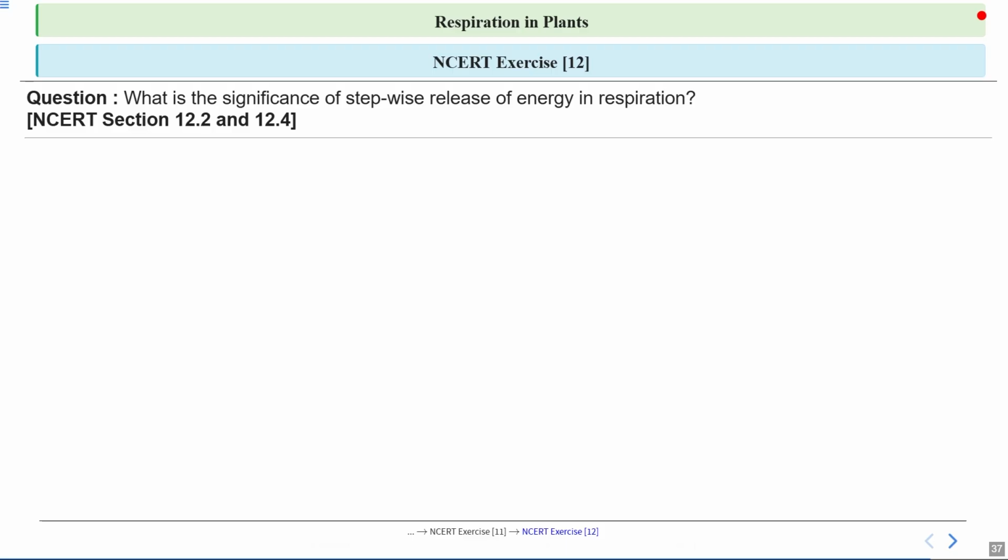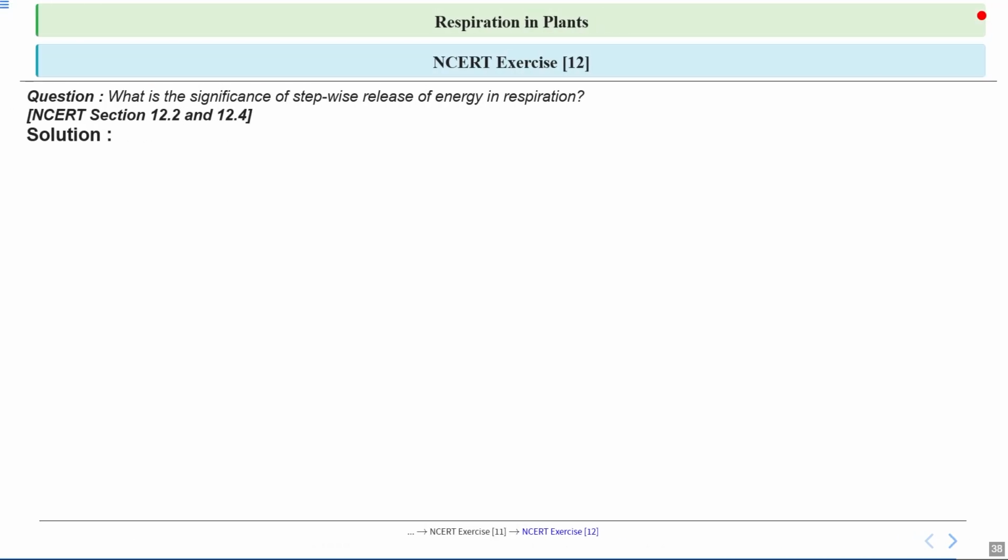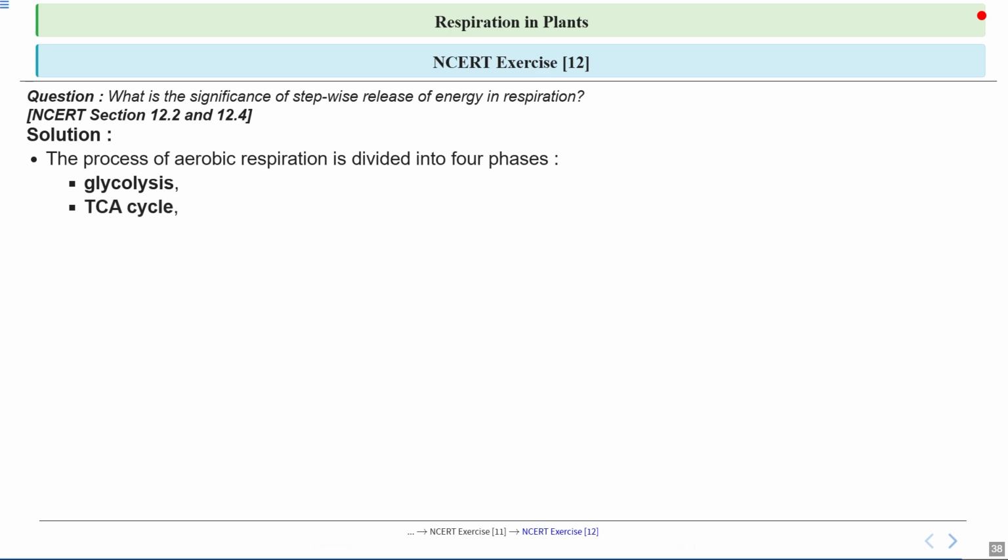Students, now let us look at the next question. What is the significance of stepwise release of energy in respiration? Let us look at the solution. Now the process of aerobic respiration we have already studied is divided into 4 phases. First is glycolysis taking place in the cytoplasm, followed by the tricarboxylic acid cycle or the Krebs cycle. Then we have the electron transport system. Then finally we have oxidative phosphorylation where ATP is produced.